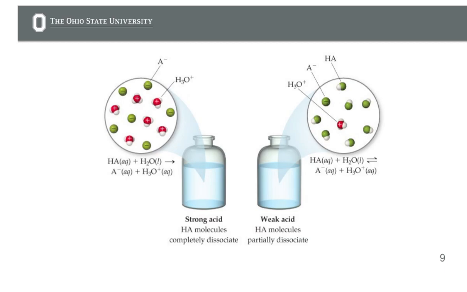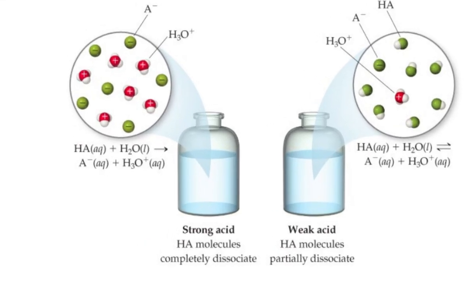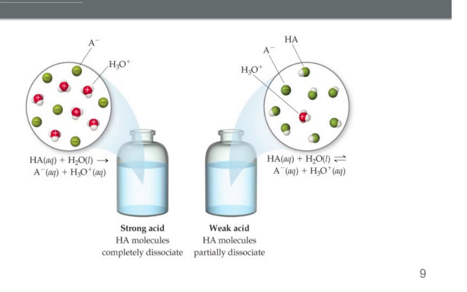And so if we look at that pictorially, here on the left-hand side, we're going to have a strong acid. And so in solution, we're not going to see any HA. We could represent a strong acid with HA. All we see are A minus and H3O plus. But with a weak acid, we're going to have HA, we're going to have H3O plus, and we're going to have some A minus present in solution. There's a lot more HA here, here, here, here, here, here, than there are A minus and H3O plus.